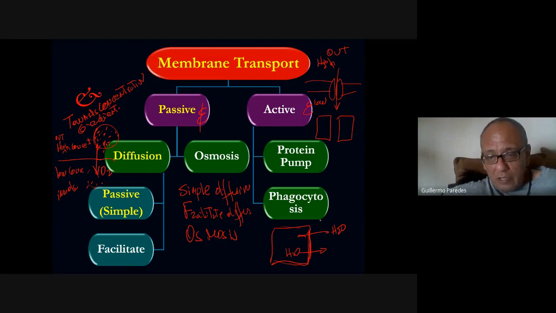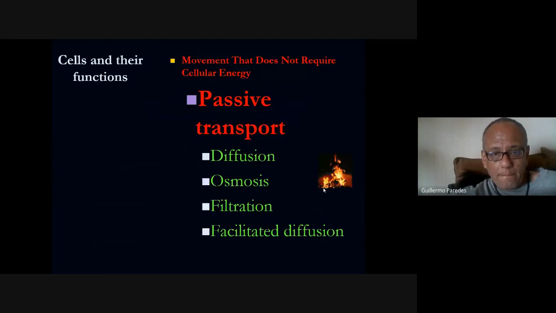If the molecules are too big, they cannot pass. But you know the concentration in the universe should be equal. The concentration inside the cell and outside the cell should be equal. So normally the molecules would pass through the membrane to make equal concentration in and out, but they cannot pass. So what is going to happen? Water starts to dilute. Water goes to the area of high concentration to dilute that area. So that is osmosis. We okay with that?